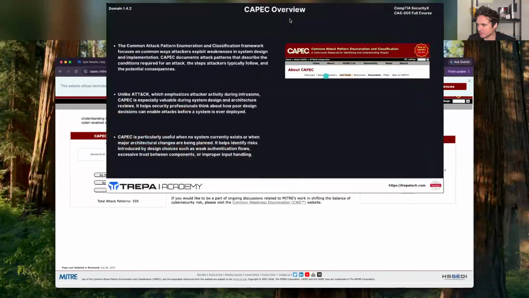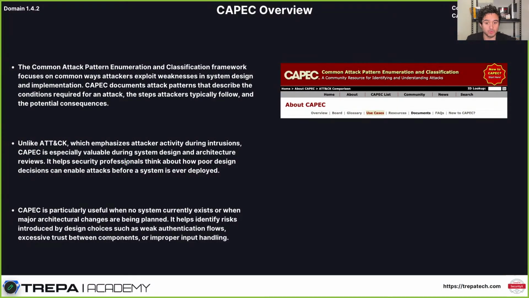And let's go ahead and just read the slides here to say what it's specifically going to help us with, because that's kind of the bullet points you need to memorize for the exam. So the Common Attack Pattern Enumeration and Classification framework focuses on common ways attackers exploit weaknesses in system design and implementation. CAPEC documents attack patterns that describe the conditions required for an attack, the steps attackers typically follow, and the potential consequences. So unlike ATT&CK, which emphasizes attacker activity during intrusions, CAPEC is especially valuable during system design and architecture reviews. So architecture reviews is when we want to use this.